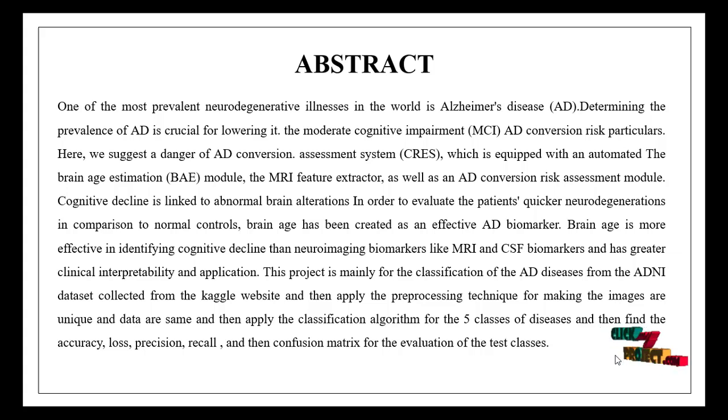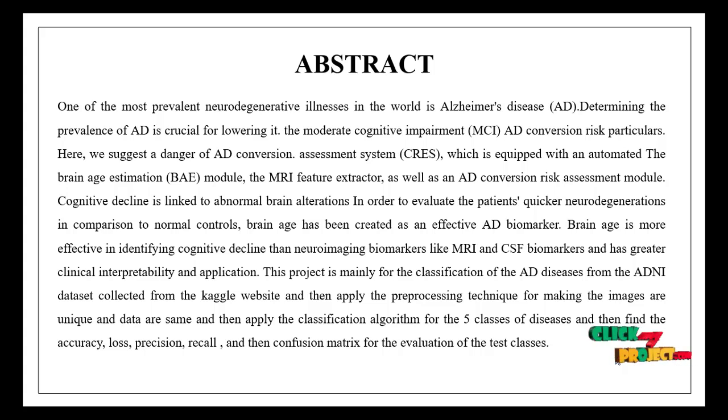Cognitive decline is linked to abnormal brain alteration. In order to evaluate the patient's quicker aging in comparison to normal control, brain age has been created as an effective AD biomarker. Brain age is more effective in identifying the cognitive decline than neuroimaging biomarkers like MRI, and CSF biomarkers have greater clinical interpretation and application.